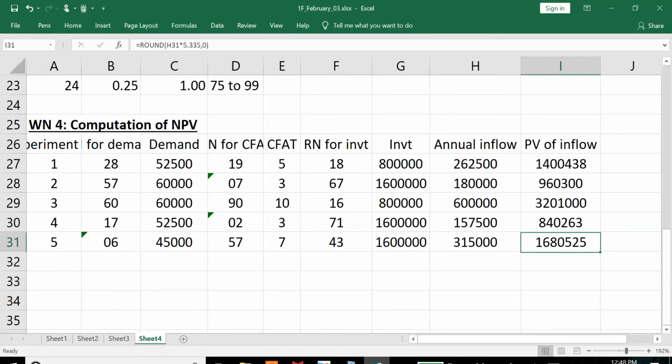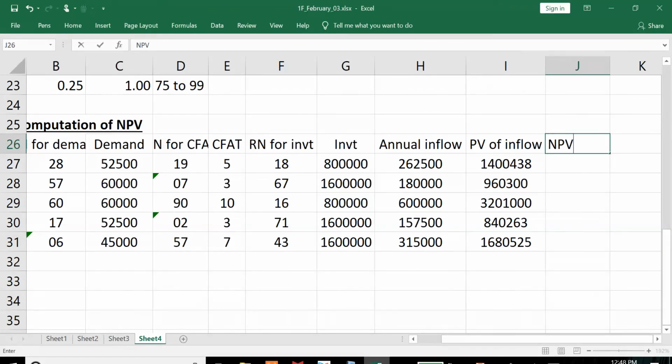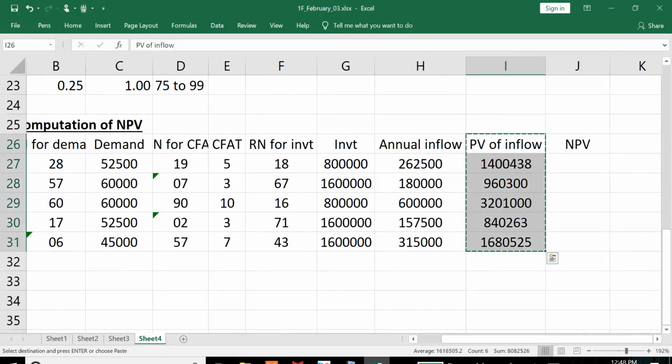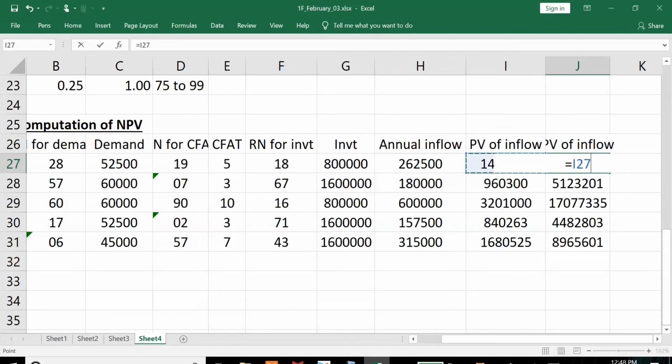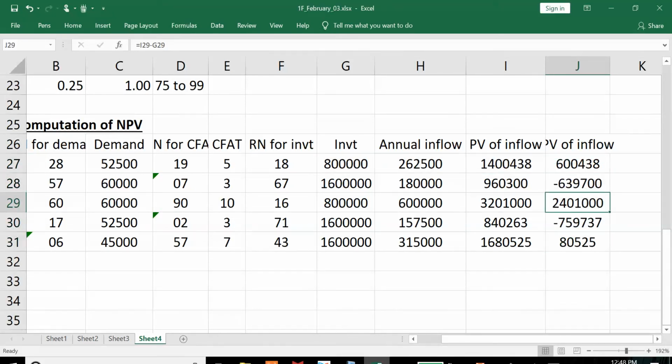NPV is the final one: inflow minus investment, which is your outflow. This is the NPV number, some positives, some negatives. This is a very small experiment sample. Five is a very small number. Ideally the sample size should be high, but we have done it only for 5 samples.